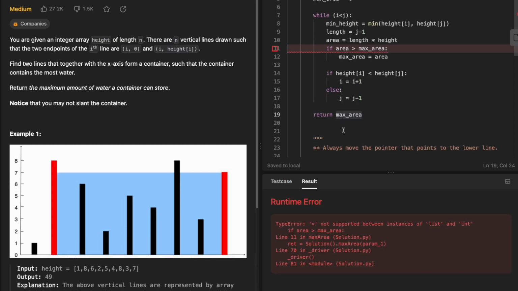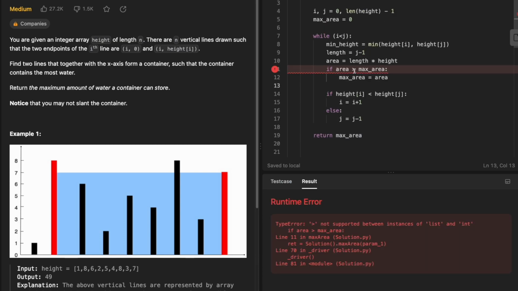Yeah, I think I almost got it. There's just some sort of confusion here. Area is equal to length times height.